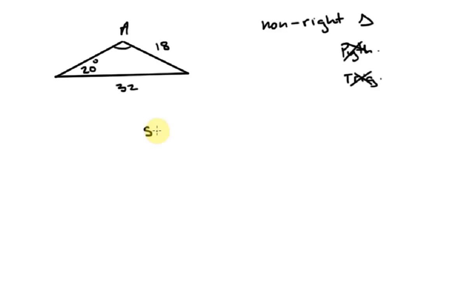So I go, well, sine of 20 degrees divided by the length across from it, which is 18. That equals the sine of angle A divided by the length across from it, which is 32.